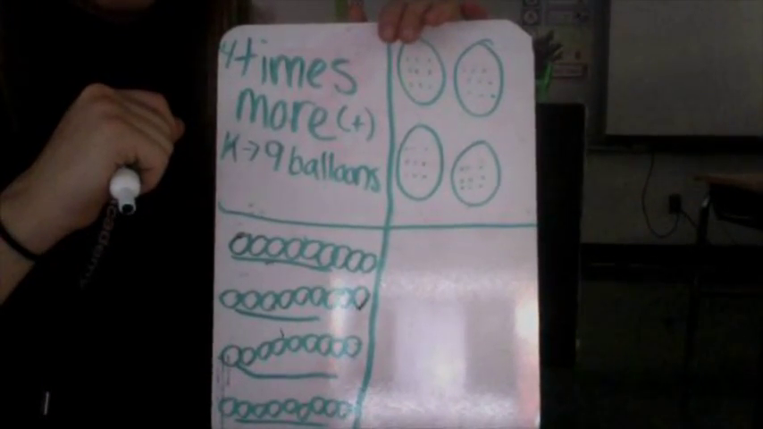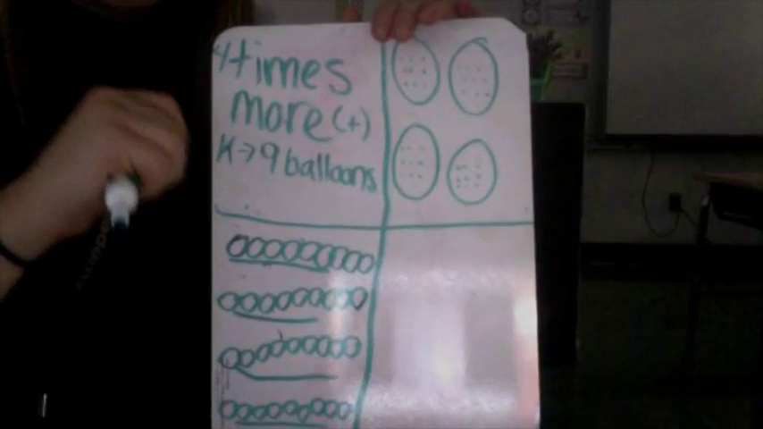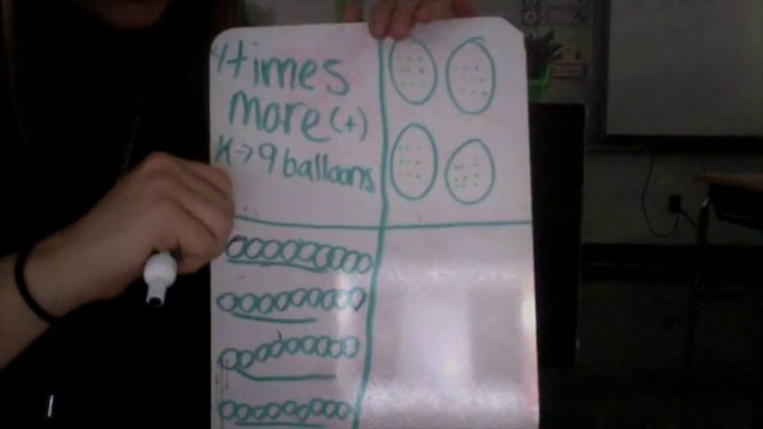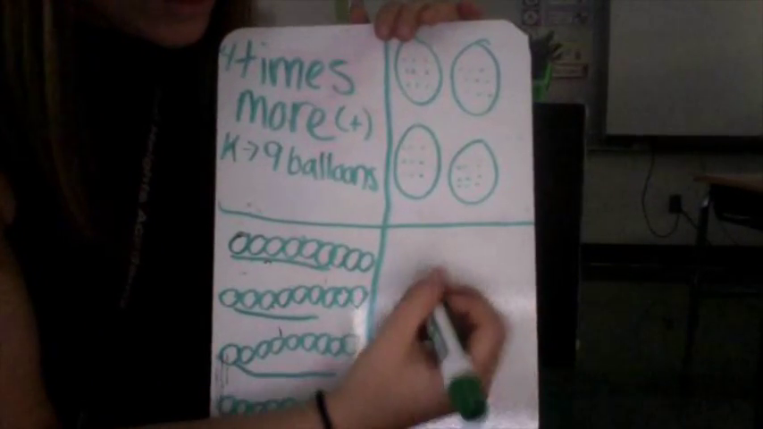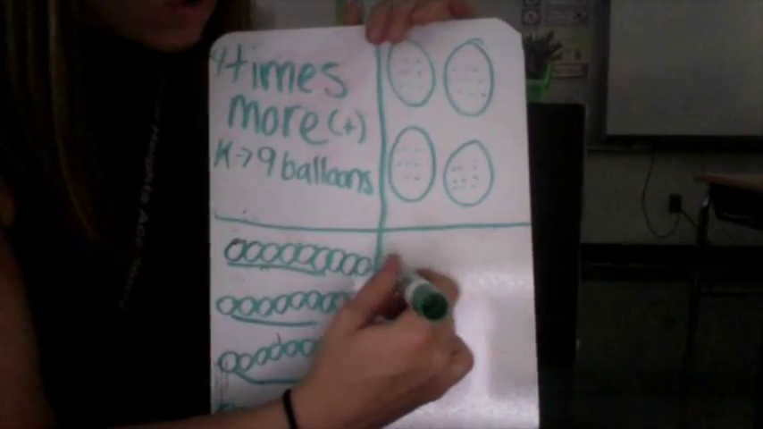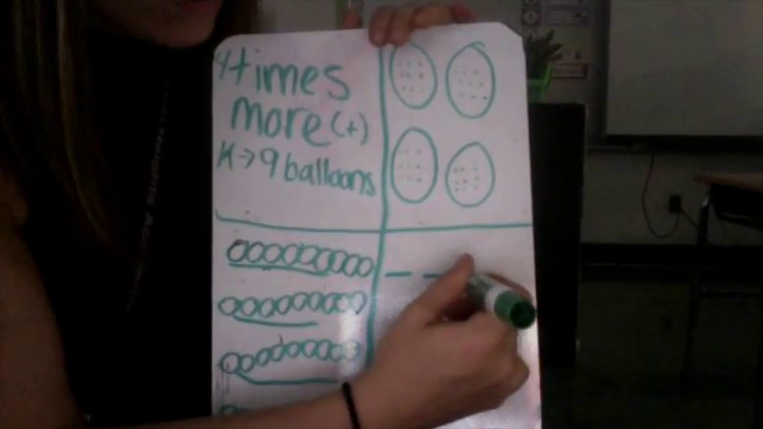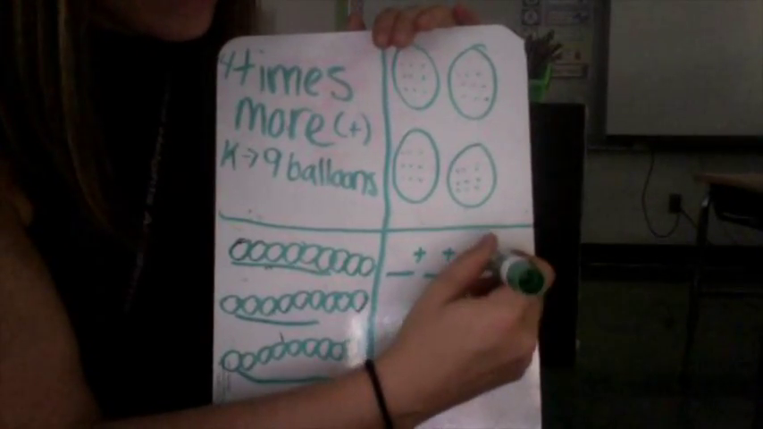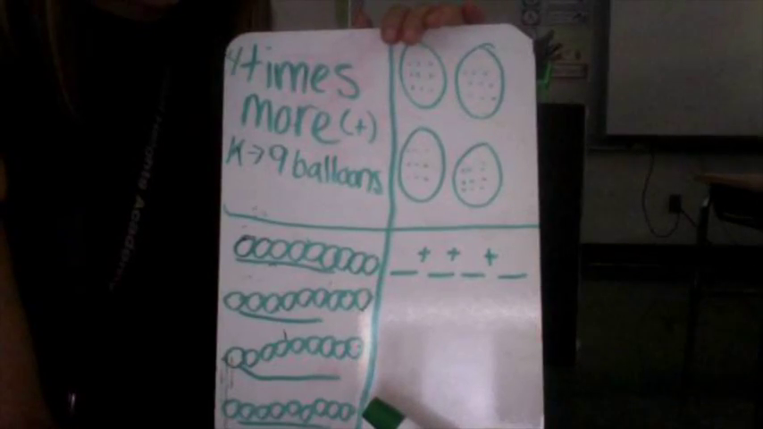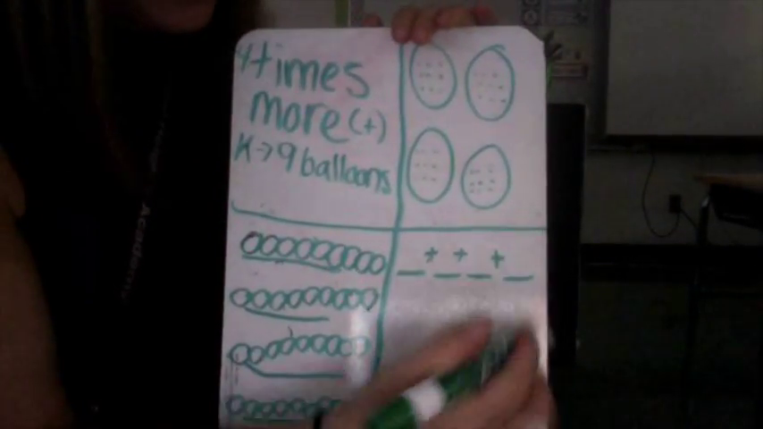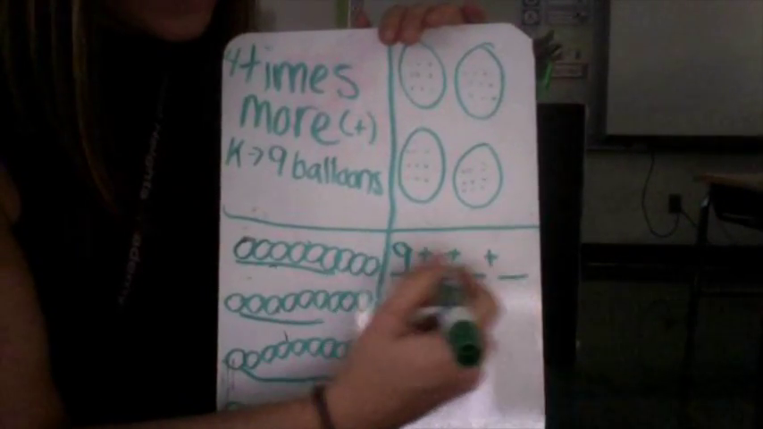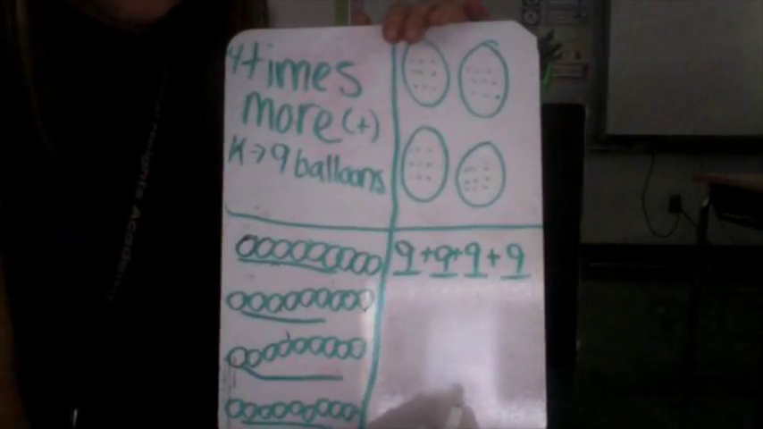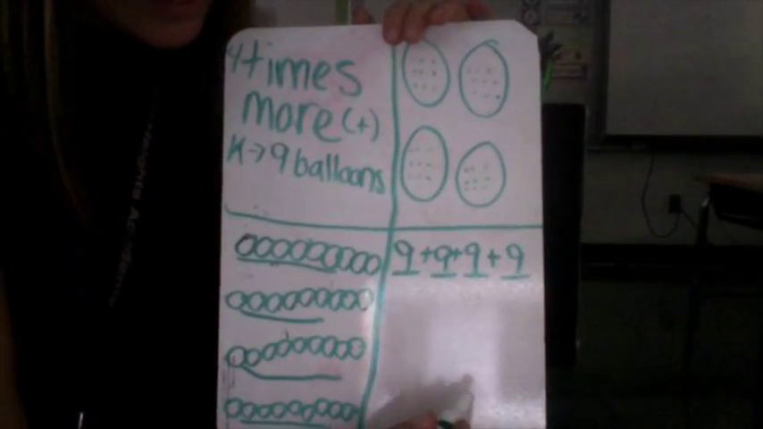Okay, so now we have to go ahead and solve for this. We know we had 4 groups. So I'm going to do my repeated addition first. 1, 2, 3, 4. We're adding these together. Now, how many are in each group? 9, 9, 9, 9. We need to add these together.